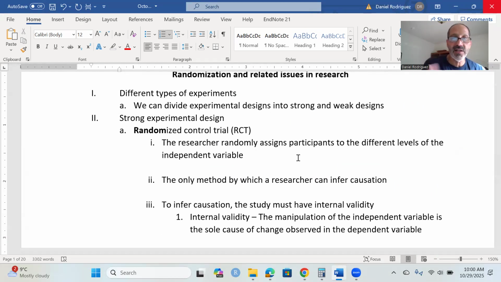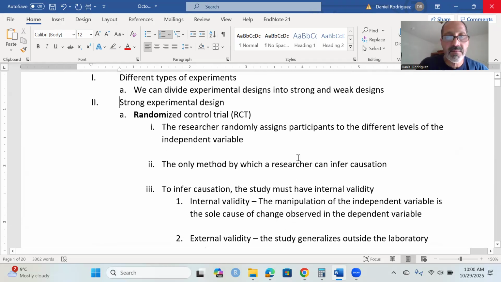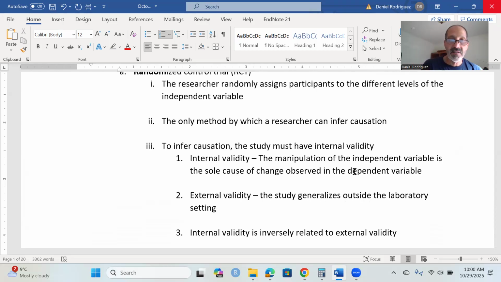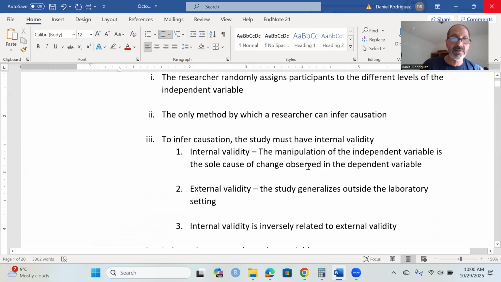So usually we're talking about treatments, or the independent variable will be the different levels of the treatment. We'll get into all of that. It's the only method by which the researcher can infer causation. Again, it requires perfect control, and that's one of the benefits of this design, that you can control for so many possible confounding variables.